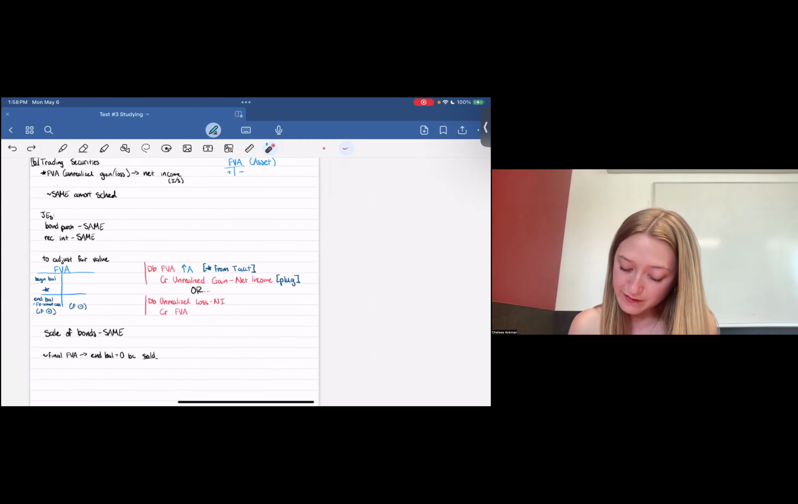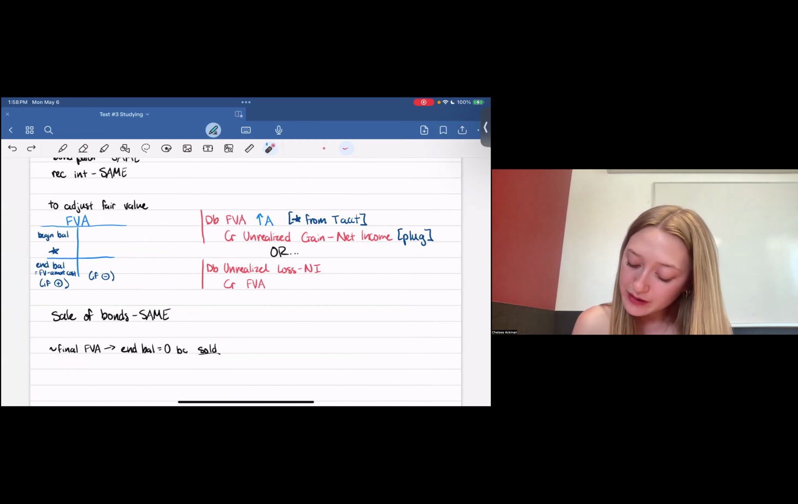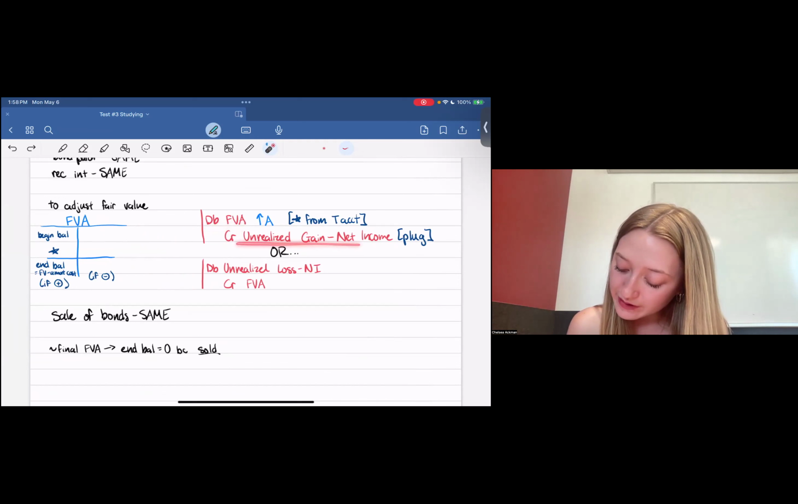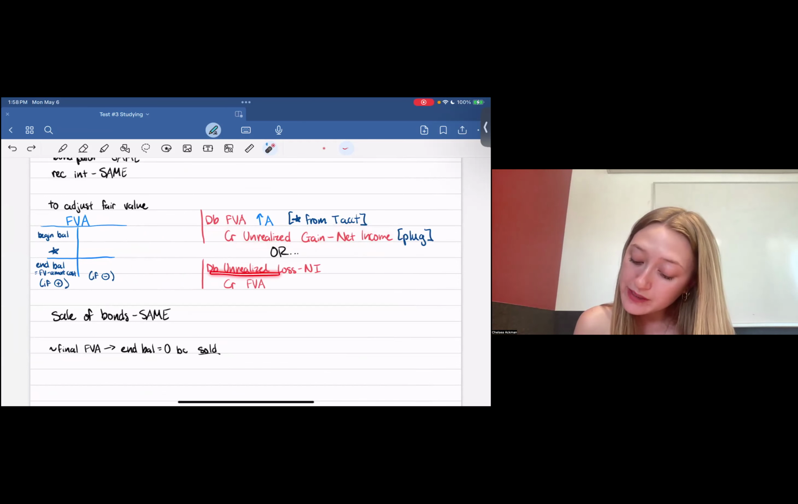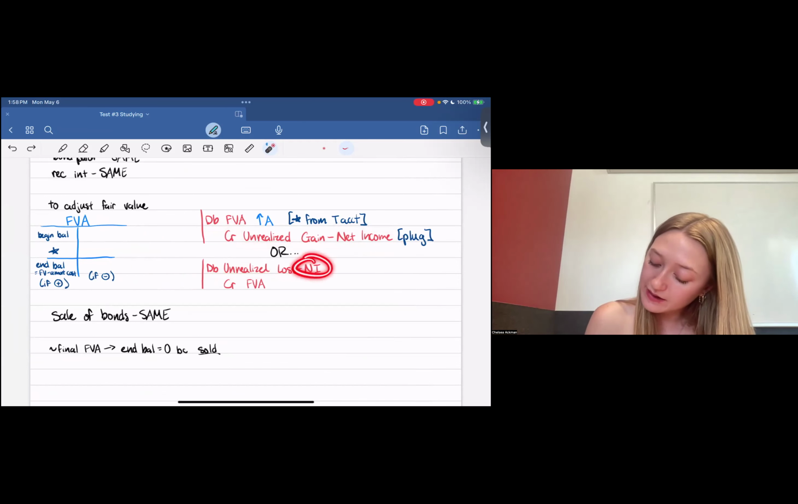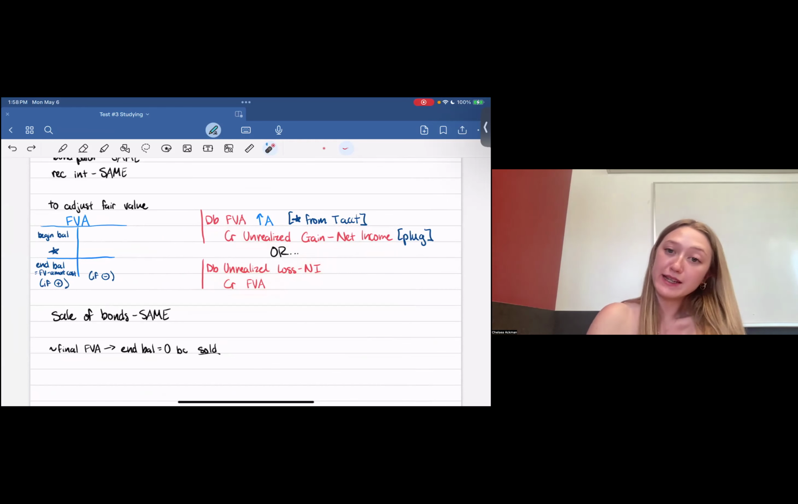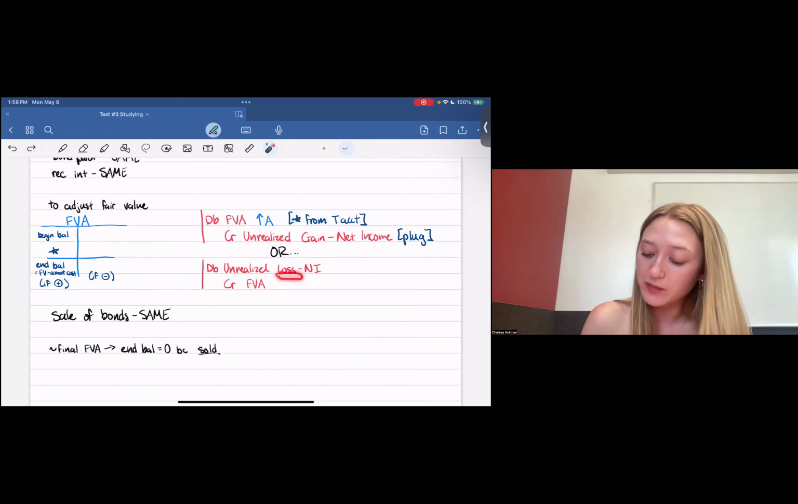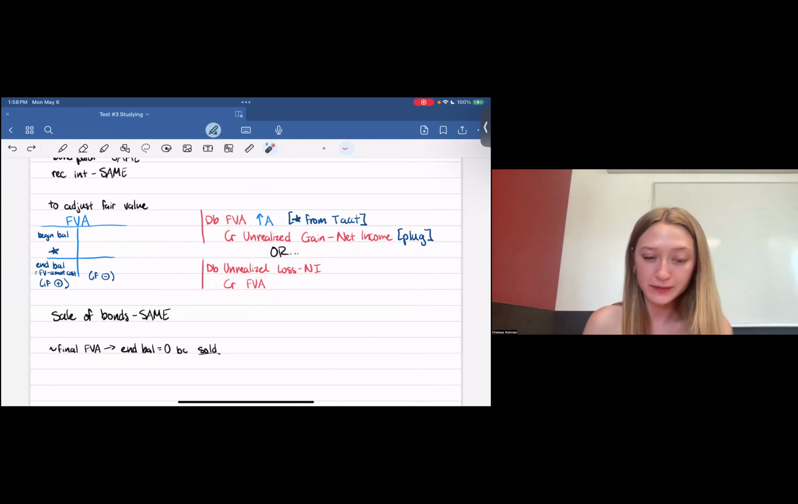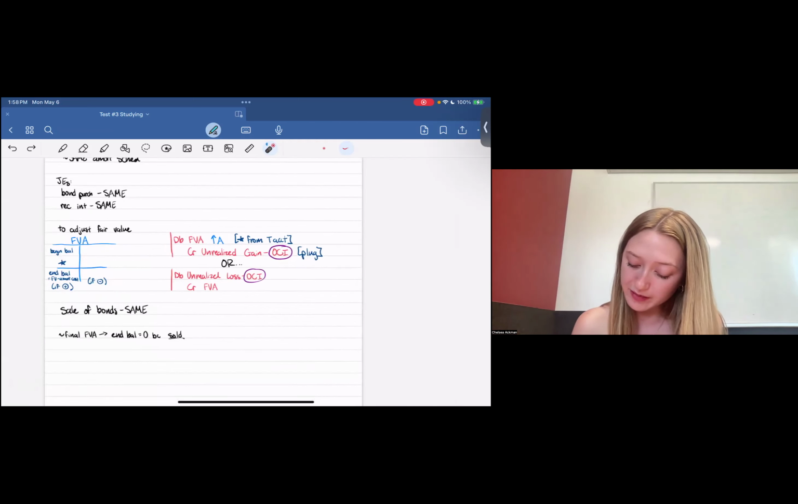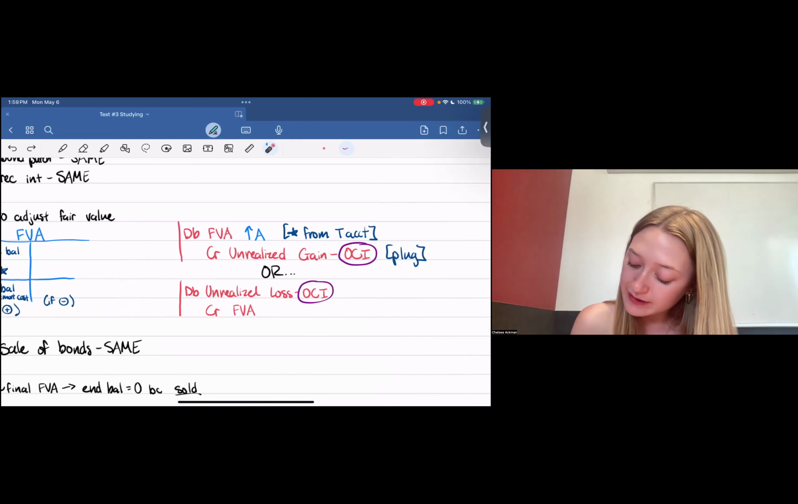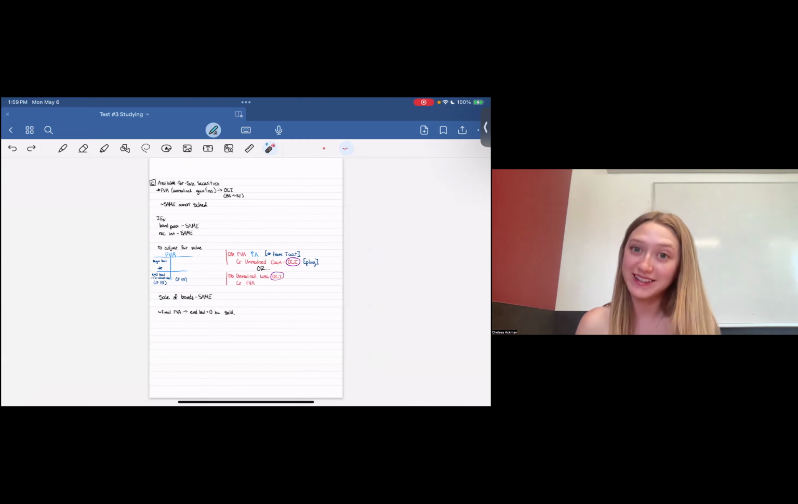And then when you adjust for fair value for trading securities, you debit fair value adjustment and credit an unrealized gain to net income, or you debit an unrealized loss to net income and you credit the fair value adjustment. That makes sense because an unrealized loss has a normal debit balance, and an unrealized gain has a normal credit balance. So depending on this, it will affect which way your entry is set up. And then available-for-sale securities, same thing, except unrealized gains and unrealized losses go to other comprehensive income.